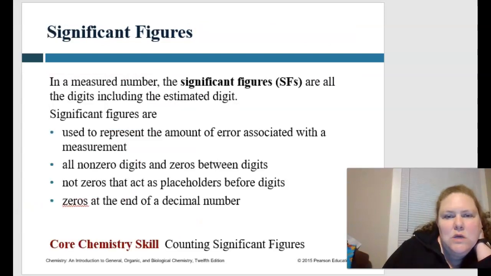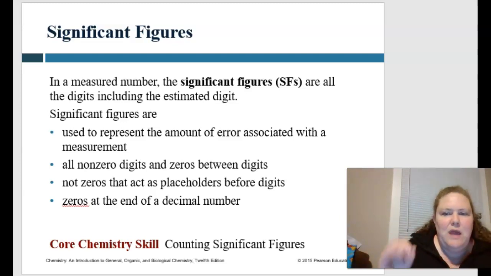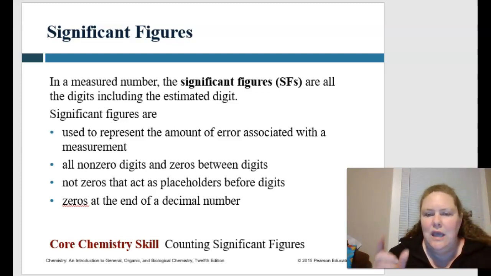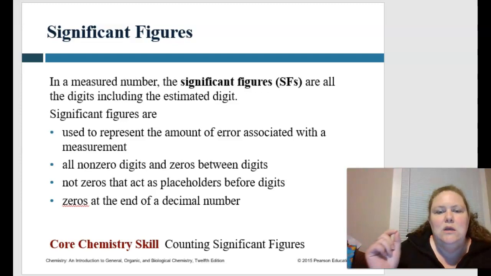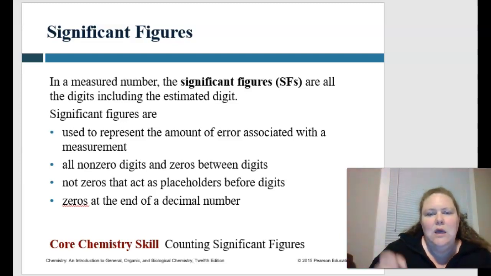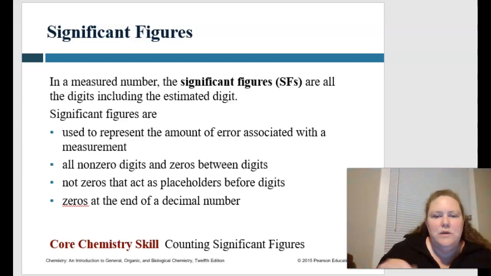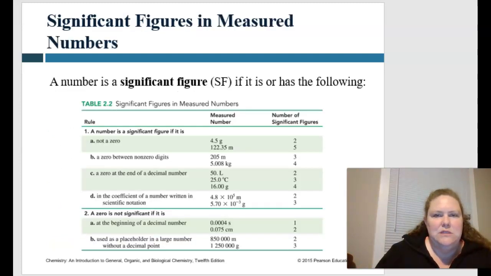Okay. So in a measured number, the significant figures or sig figs are all the digits including the estimated digit. And so these sig figs are used to represent the amount of the error associated with the measurement. So all non-zero digits and zeros between the digits count, not zeros that act as placeholders before the digits. And I know that might sound a little bit confusing right now, but we're going to talk about it, okay? And also we're going to talk about the zeros at the end of the decimal number. So this is going to drill into that core chemistry skill of counting your sig figs or your significant figures.